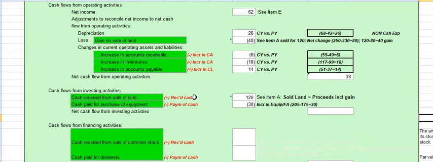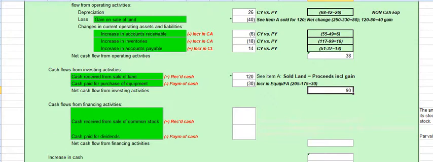Since it is a receipt of cash for land, we added it, and since it's a payment of cash, we're going to deduct it. So given that information, we have all of the information that is reported for the investing activities for Olson Jones Industries.